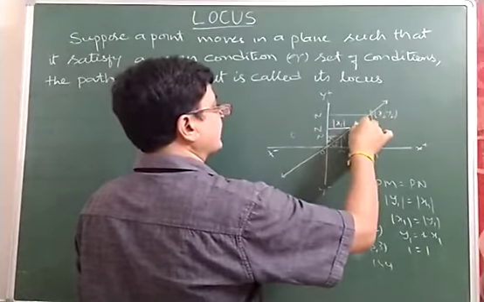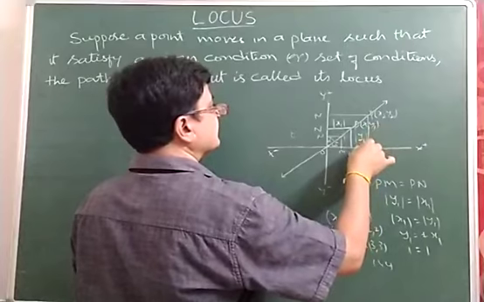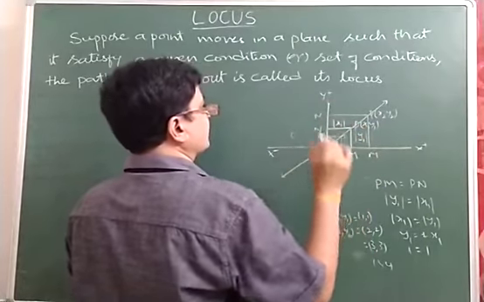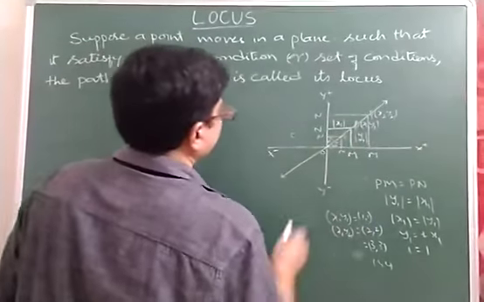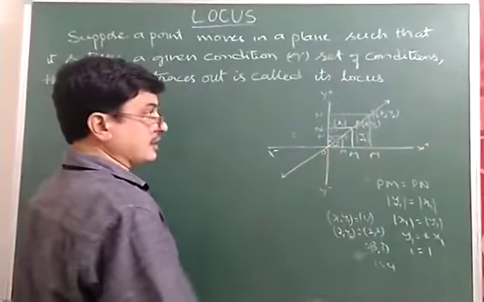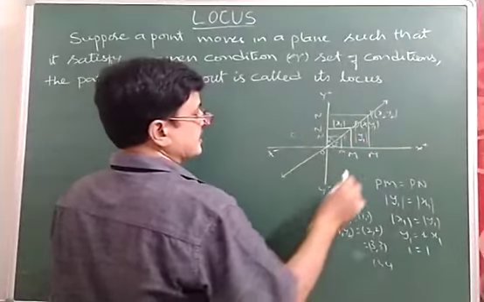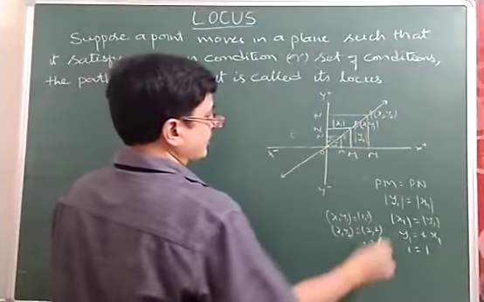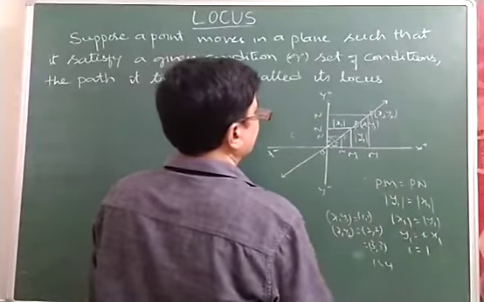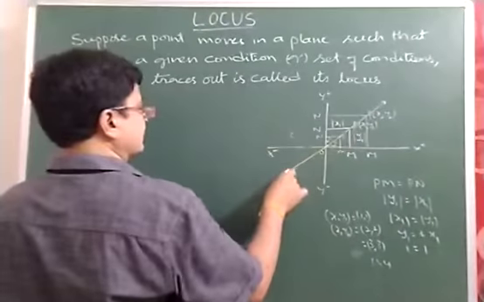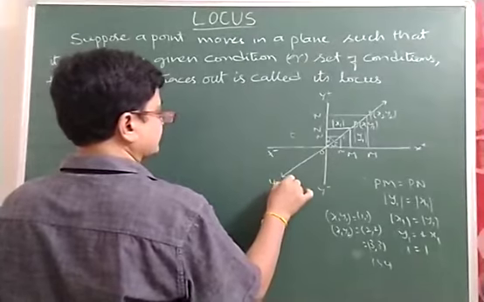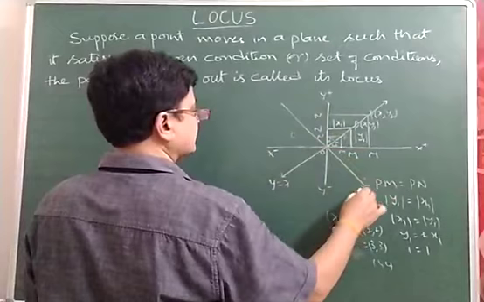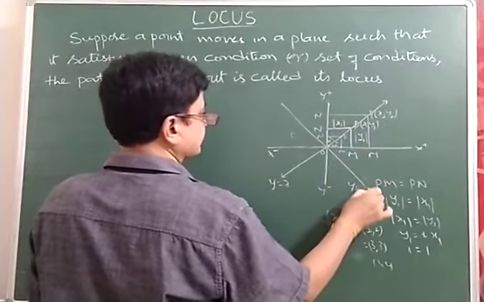The locus of a point which moves such that its distances from fixed lines are always equal. So here the geometrical condition is equidistance from the coordinate axes. That means mod y1 is equal to mod x1. So its equation is y is equal to x. And we take the other angular bisector. This is y is equal to minus x.